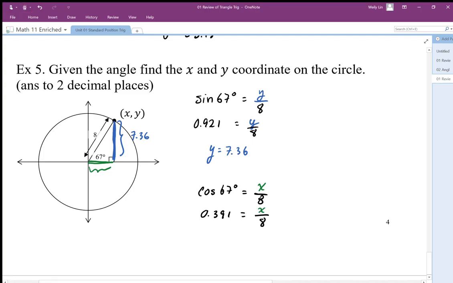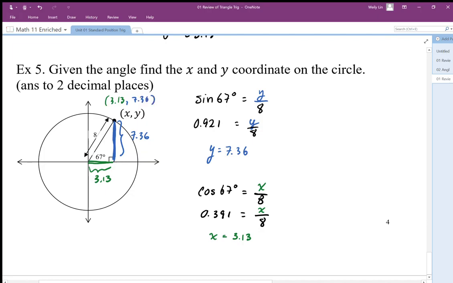And I can solve for x, and I get x is equal to 3.1, which I'm going to round to 3.13. So I can find those x and y coordinates. Now I can write my x and y coordinate. My x coordinate is 3.13. The y coordinate is 7.36. Those are my x and y coordinates.